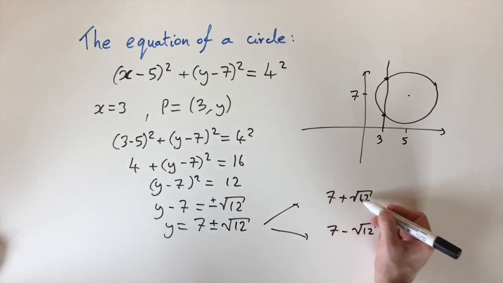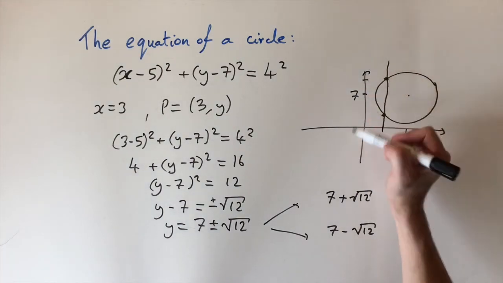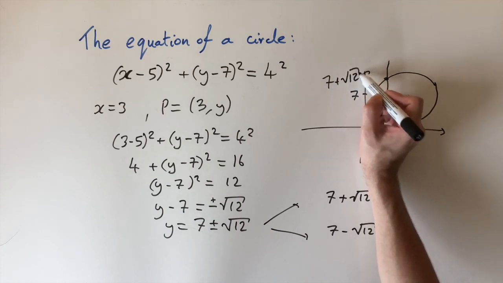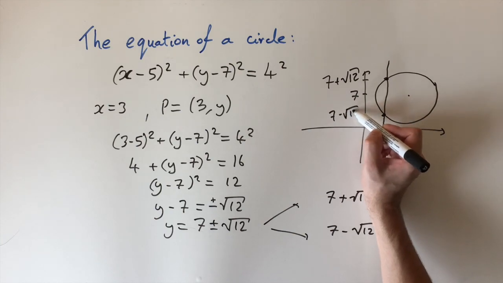And we see this one's bigger than this one. So if we think back to our diagram, then this point up here, this is going to be the larger value. So this is 7 plus the square root of 12. And the one down here, this one is 7 minus the square root of 12.